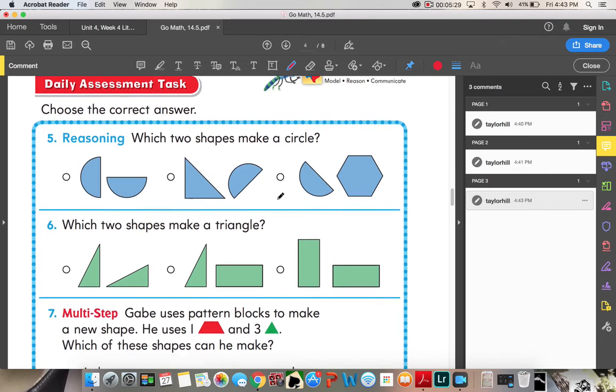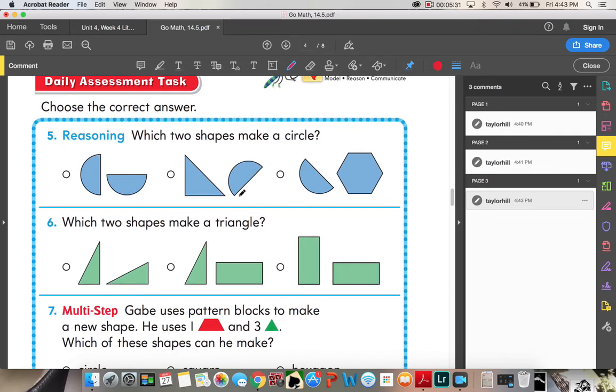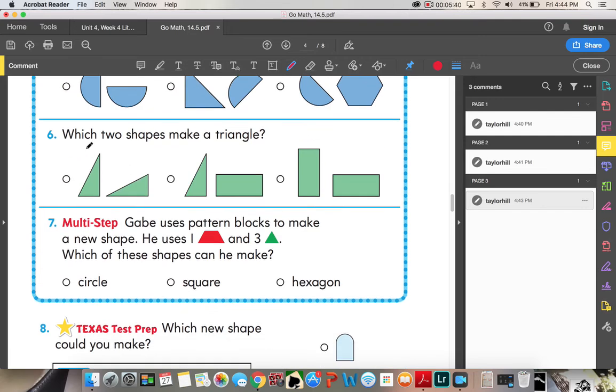Which two shapes make a circle? So which two shapes out of here make a circle? Is it the half circle, half circle? Is it the triangle, half circle? Is it the half circle, hexagon? Number 6, which two shapes make a triangle? Is it the triangle, triangle? Is it the triangle, rectangle? And is it the rectangle, rectangle?